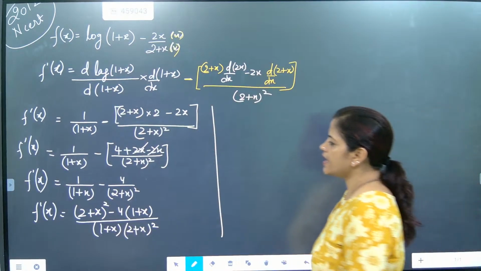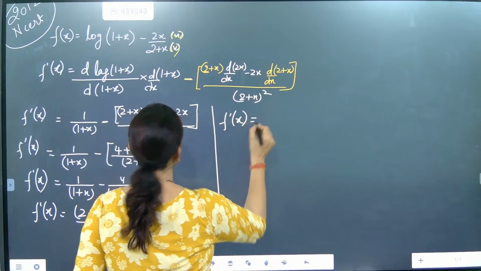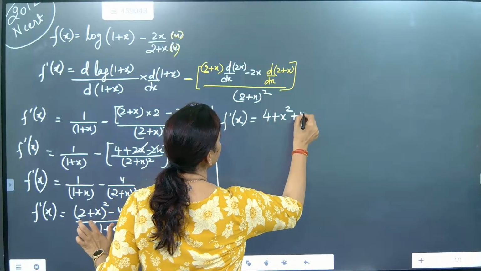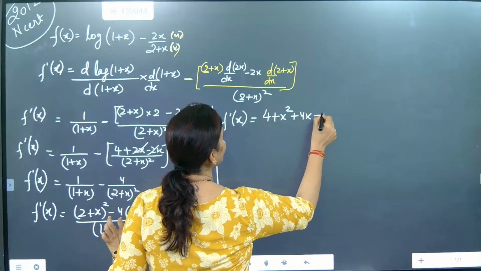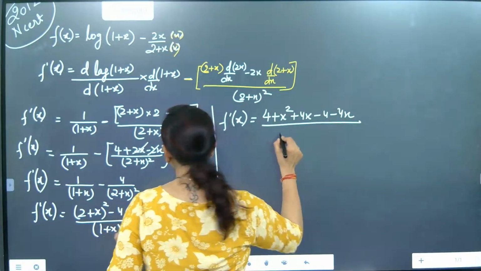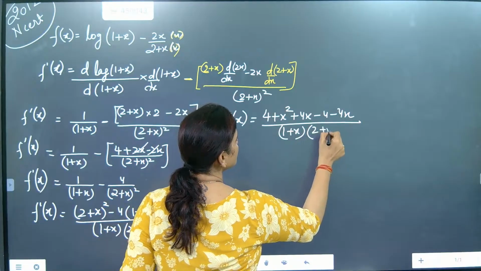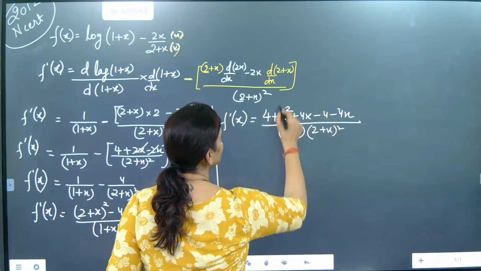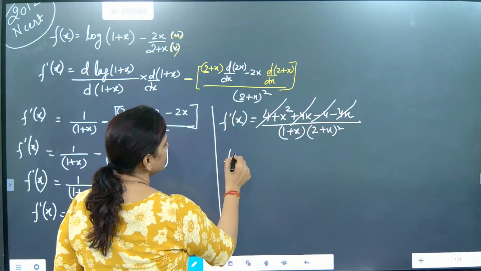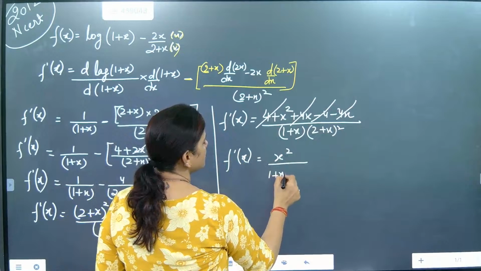Now here f dash x, we will open the bracket. f dash x is equal to 2 plus x whole square, so 4 plus x square plus 4x, now minus 4 minus 4x, by the denominator 1 plus x and, beta, what is the next part? 2 plus x whole square. Now the 4 and minus 4 cancel, and 4x and minus 4x cancel. So f dash x is equal to x square by the denominator.